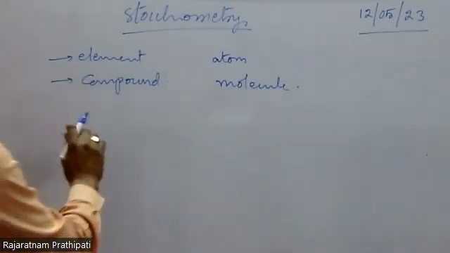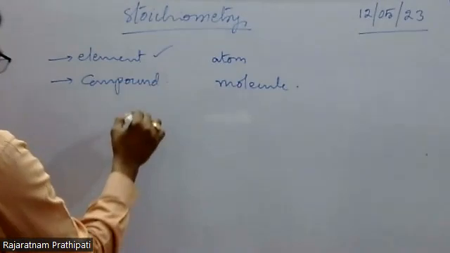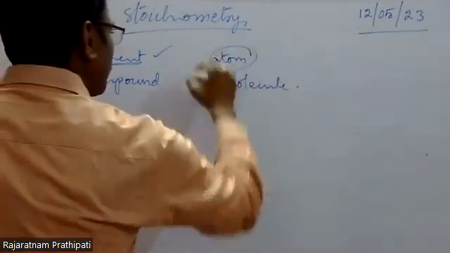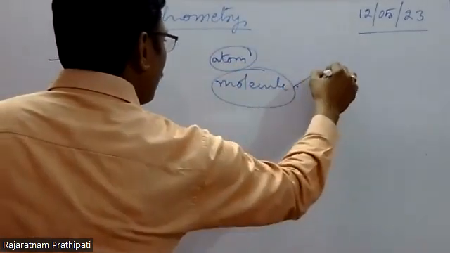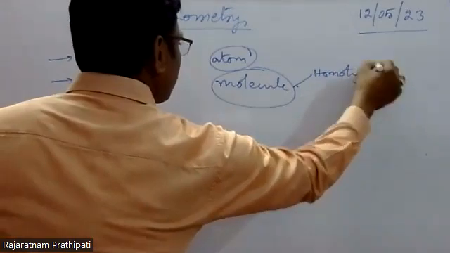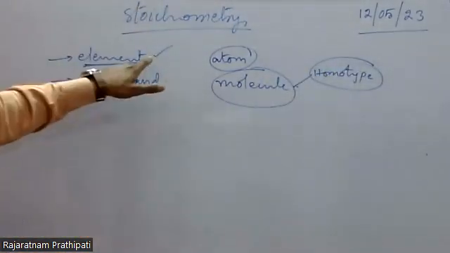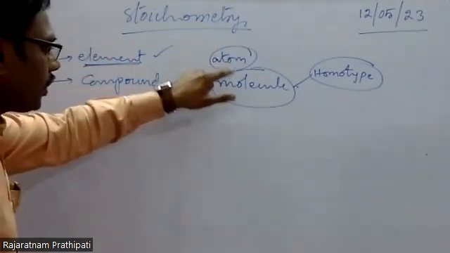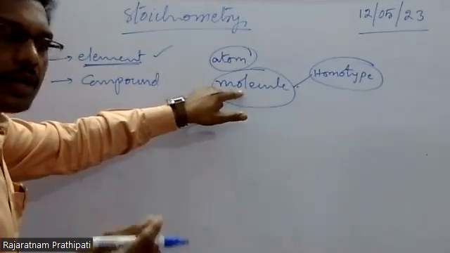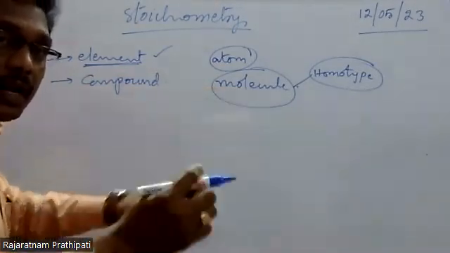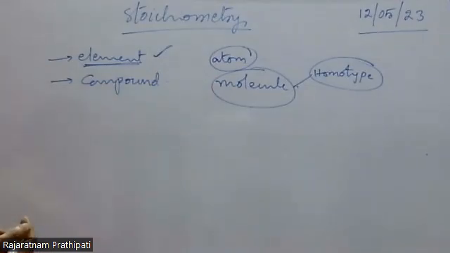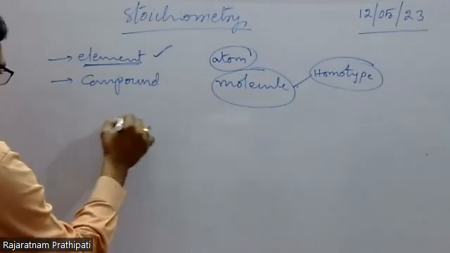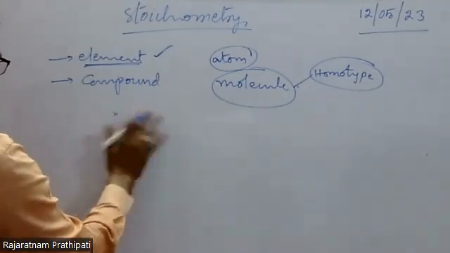Okay, once again, recall this. Here, an element is composed of atoms, or molecules of homotype atoms. So simply, here the atom or molecule is the smallest particle of an element. We can illustrate that by taking an example. Look at this, the sodium atom.